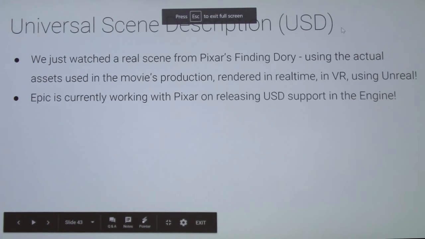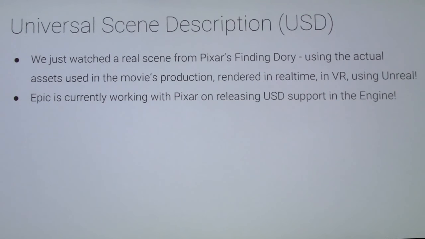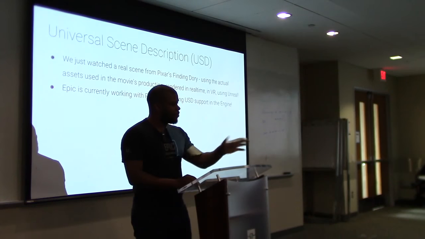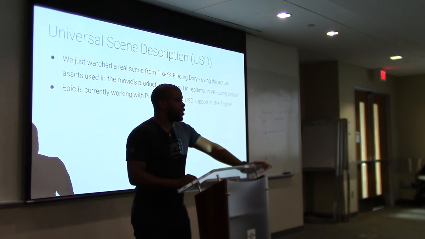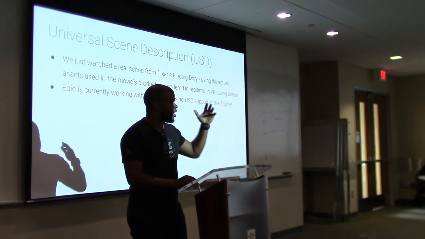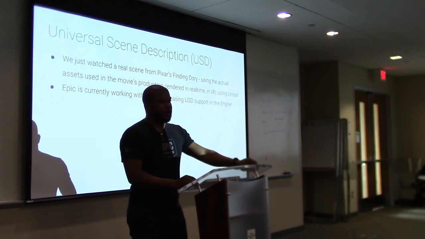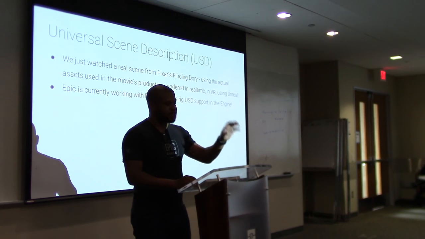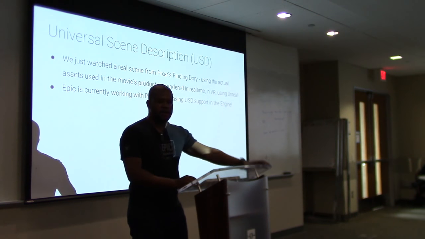So what we just looked at was USD working in the Unreal Engine in real time. These are using the assets that Pixar used for Finding Dory. That's actually all the assets from a particular scene from Finding Dory. The original ones that they created, not optimized in any sort of way on their end. And those are rendered in real time, and the camera's a little shaky because it's actually from in VR. We displayed this at GDC using the Oculus Rift.